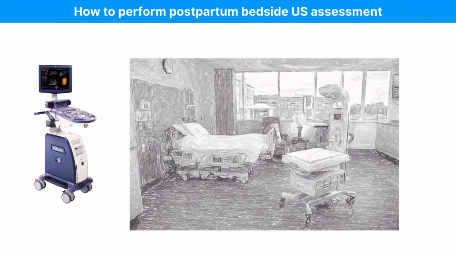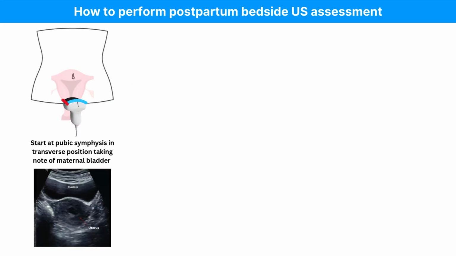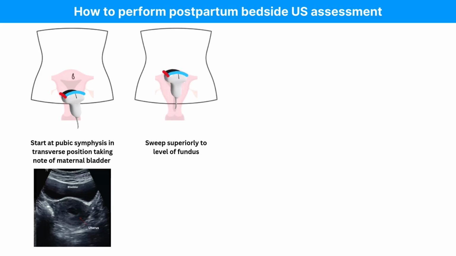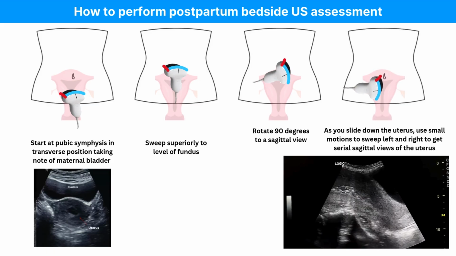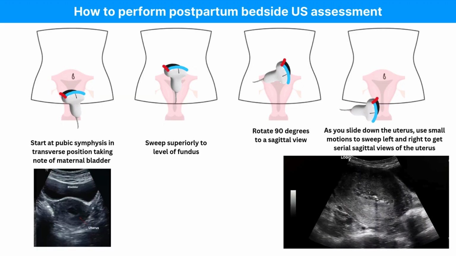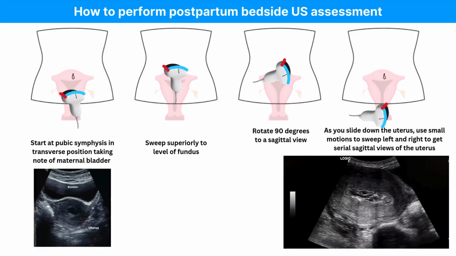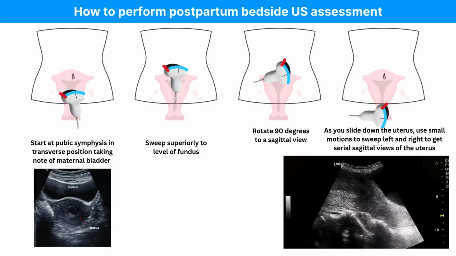Be systematic in your approach to evaluating the postpartum uterus with bedside ultrasound. Start at the level of the pubic symphysis with your probe in a transverse position and sweep superiorly to view the bladder, noting whether it appears empty or distended. From there, sweep up until you reach the fundus of the uterus. When at the fundus, rotate your probe 90 degrees so you see a sagittal view of the uterus. As you slide down the uterus, use small motions to sweep left and right to get serial sagittal views of the uterus as seen in this video, all the way from the fundus to the lower uterine segment, taking note of the endometrial stripe and presence or absence of retained products or blood clots.